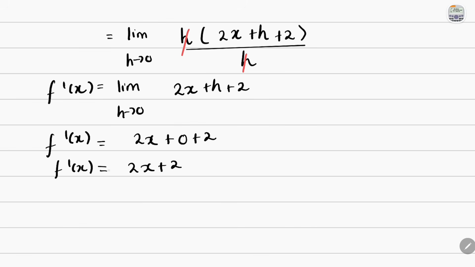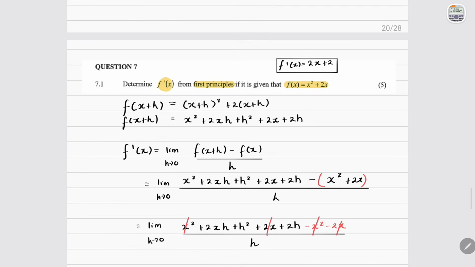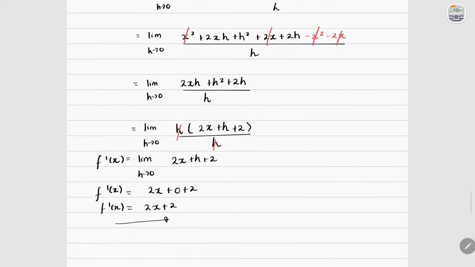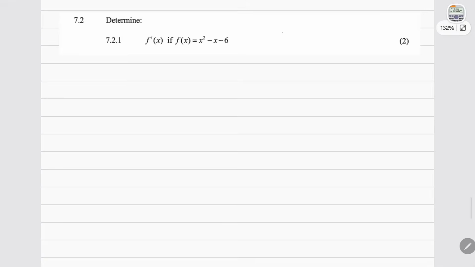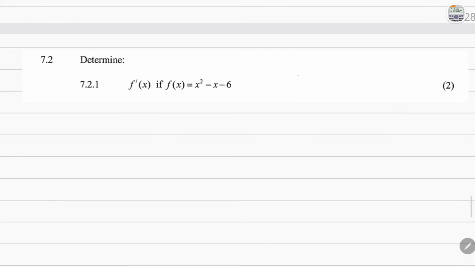Okay, so you see that we actually do get to this same answer that we got to when we just used the rules. Okay, moving on to the next question. The next question, we have to find the derivative of this function.